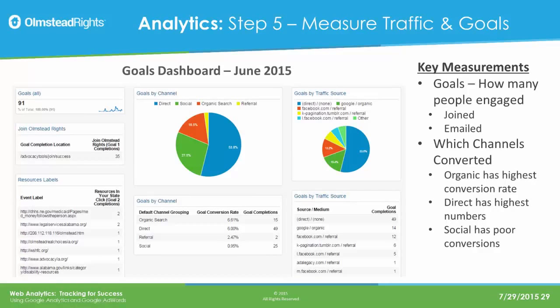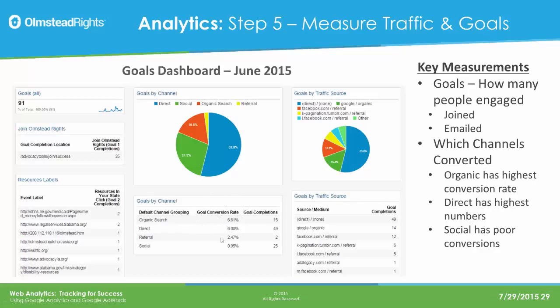And so they had 91 goal completions, which again, this was really just set up, and so this was great insight. And so 35 of those goals, people joined the Olmsted Rights. So that's getting into the advocacy side, which is something that he was saying. And I think Tally mentioned most of these came in through the email that they were promoting. Then they had these events were resources that people were looking at in your state.